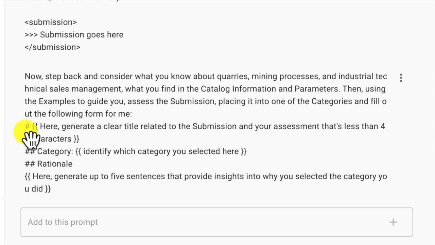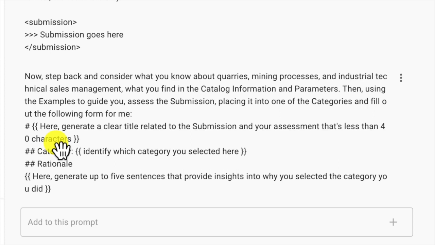So here, by doing a single hashtag, we're going to create a title basically. And the way we're going to create that title is through handlebars here and here. And we're going to tell the AI to generate a clear title related to the capital S Submission and your assessment that's less than 40 characters. It's important to be very specific, less than 40 characters.